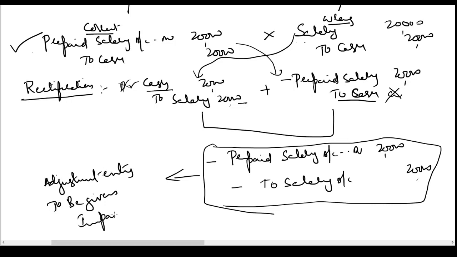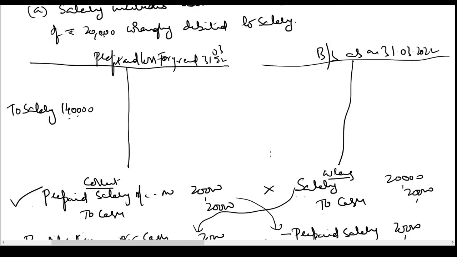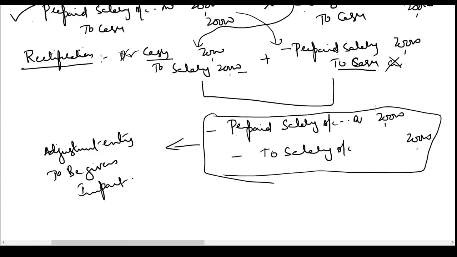So how do you give the impact in the final accounts? As per this entry, prepaid salary account should be debited. Now if you debit prepaid salary account, it will show a debit balance. We know that it's a personal account, it is showing a debit balance. It will be shown as an asset in the balance sheet. Prepaid salary 20,000. What is the second impact? Because of this entry, prepaid salary account was debited, it was showing a debit balance, that is why we have shown it as an asset.